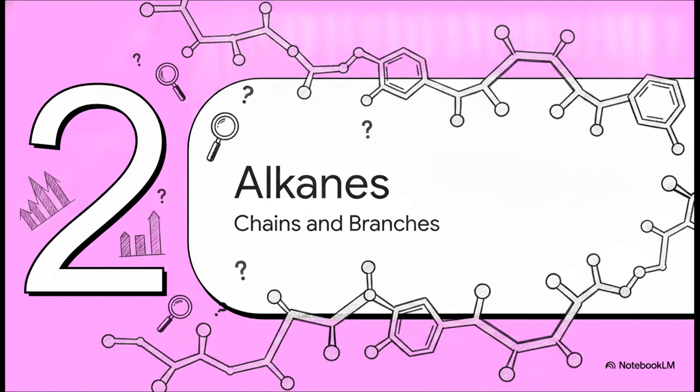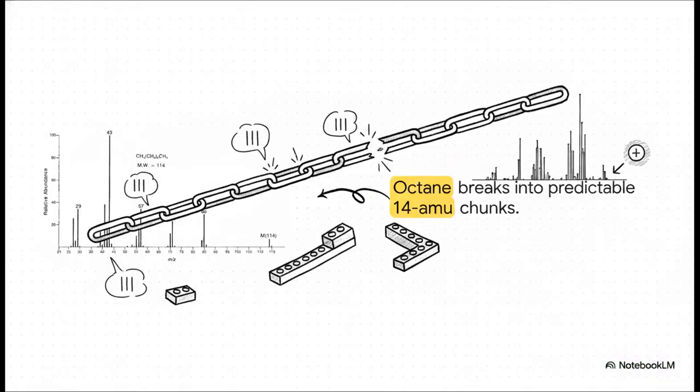Moving right along to Section 2. Alkanes, chains and branches. Take a look at this mass spectrum for straight-chain octane. Do you notice those clusters of peaks moving from right to left? If you look closely, they're separated by exactly 14 atomic mass units. That 14 AMU difference corresponds exactly to the loss of a CH2 group. Because octane is a long, straight carbon chain, it breaks into highly predictable chunks. It's honestly a lot like snapping a long Lego bridge into uniform, regular pieces.